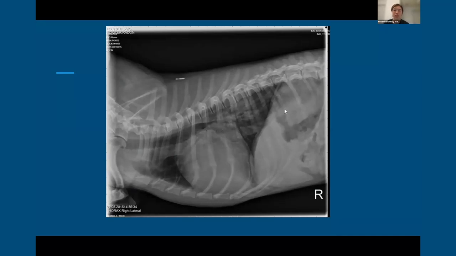And then also, as you can see here, the dorsal lung lobe is quite patchy, and we're seeing alveolar patterns here, and that is often a strong indication of pulmonary edema already occurring. So this pet definitely needs to have an echocardiogram to see how bad it is, and definitely needs to start cardiac therapy at this moment.